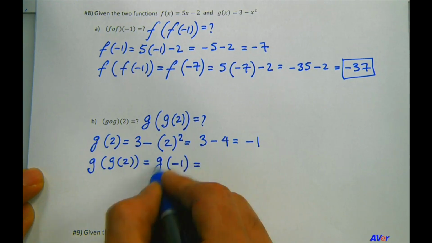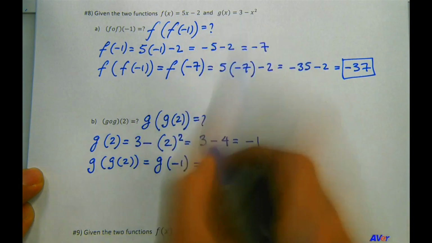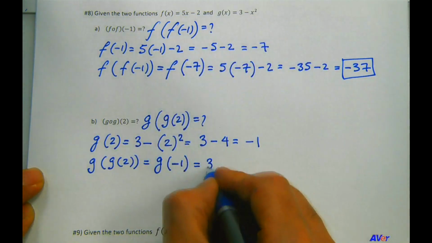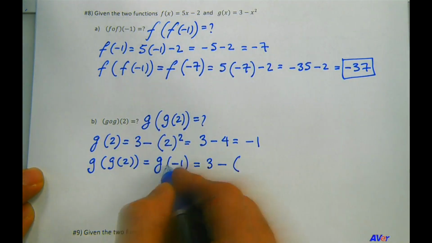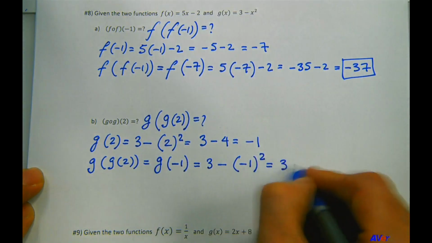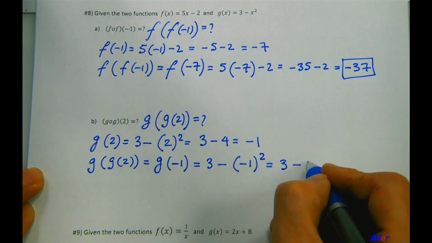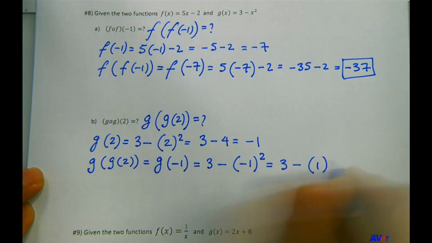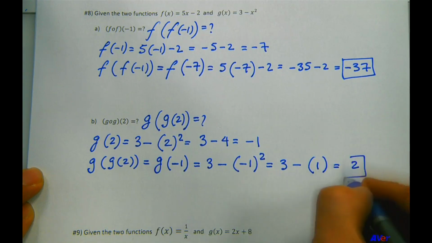Okay, so we're going to put it back into g and recalculate g. 3 minus negative 1 squared equals 3 minus, this is positive 1, right? The inside, negative 1 squared is positive 1, and this gives us 2.